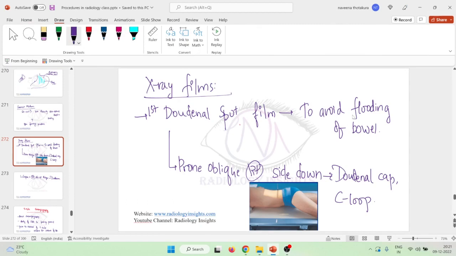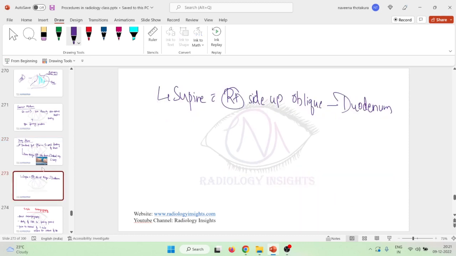So the first film obtained is the duodenal spot film, done to avoid flooding of the bowel. The duodenal cap and C loop are seen in the prone oblique right side down view. The duodenum is visualized in supine with right side up oblique. I could not find these images, but once I find them, I will upload one more video with these images and better technique.